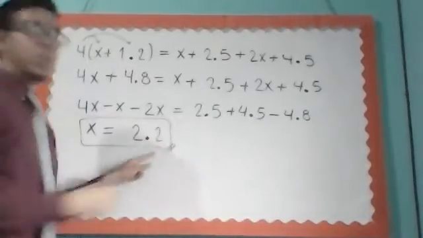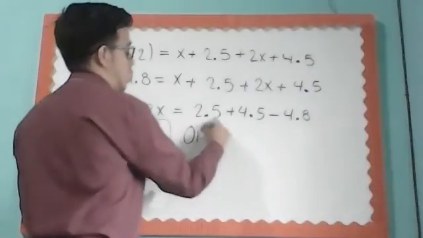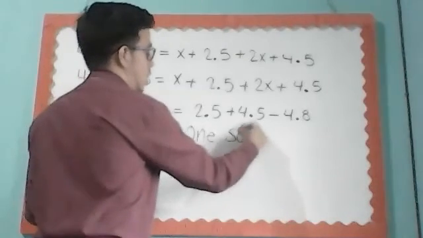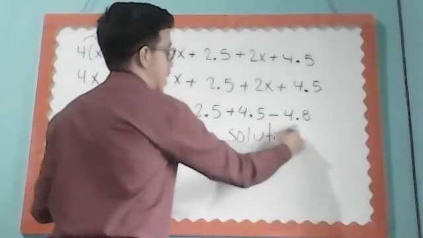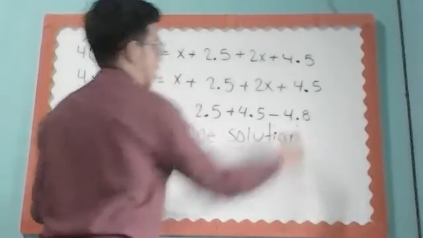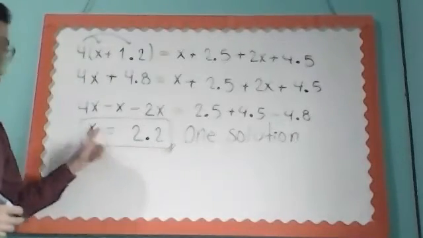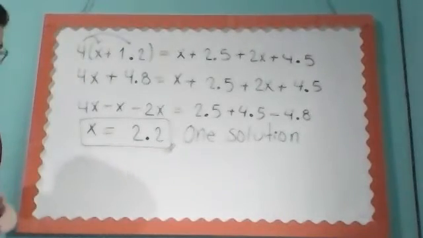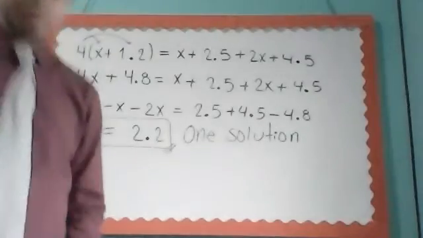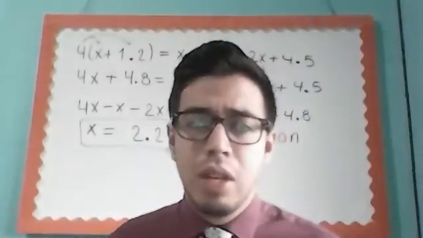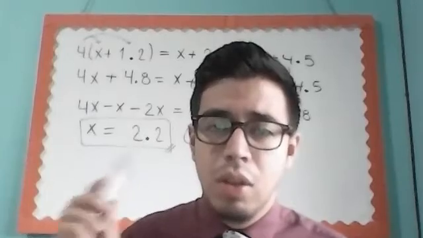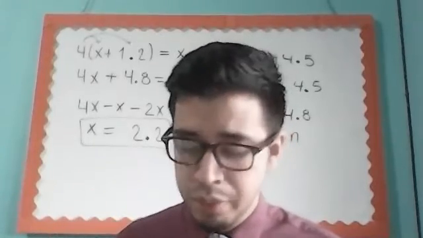This has only one solution. This is the solution you have for this exercise. Only one. That is going to be 2.2 for x. Okay. You only find one value for the variable, so this is the only solution, 2.2.